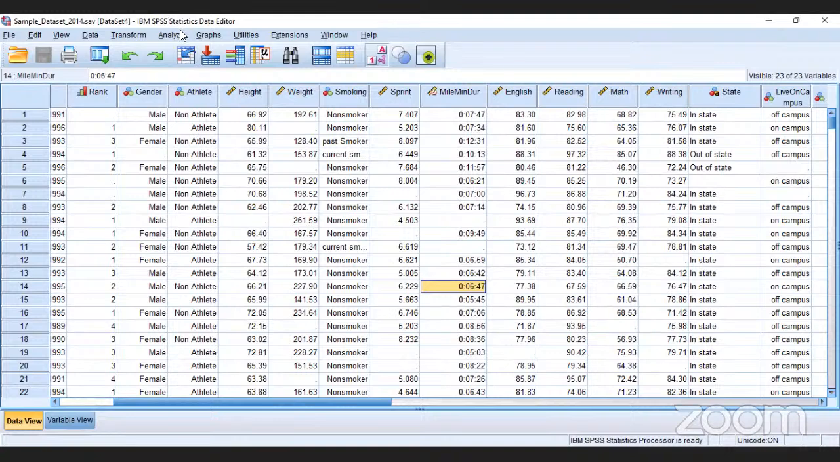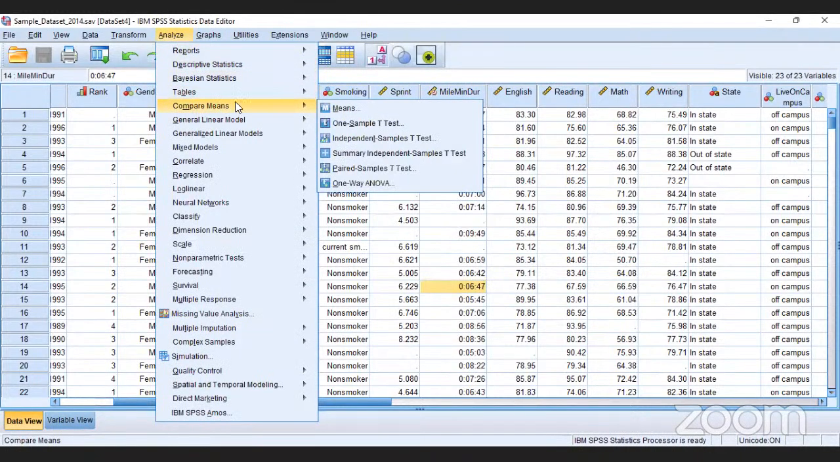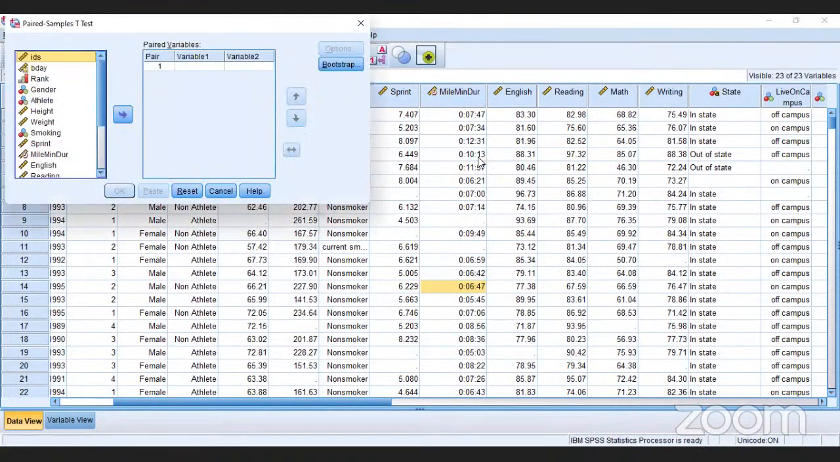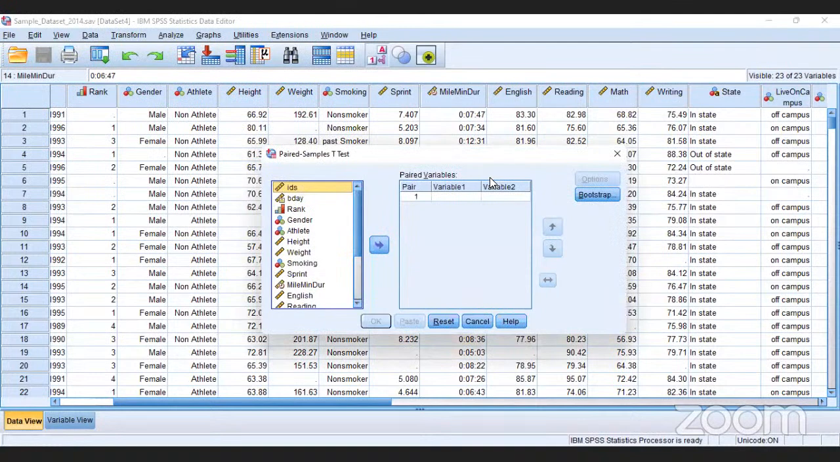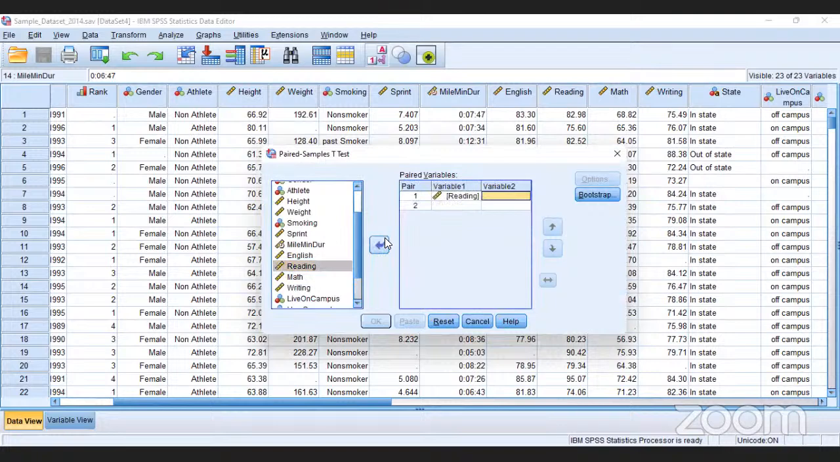So we go to Analyze, compare means, we pick on paired sample, and our paired sample comes, and let's take English. What do we say? Reading and writing, right? So in the first box, variable 1, we have reading, and then we send variable 2 as writing. We can equally bring in the other pair, let's say maths and what now? English.